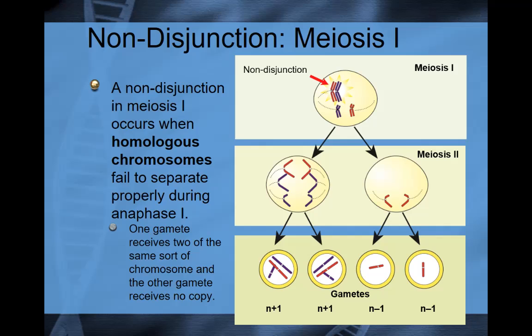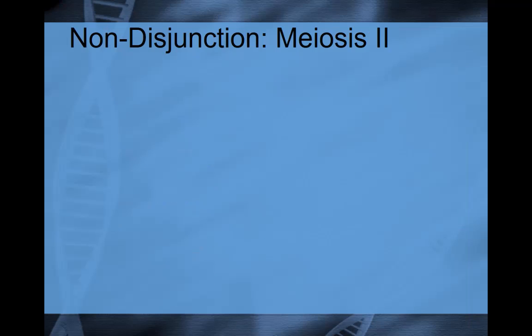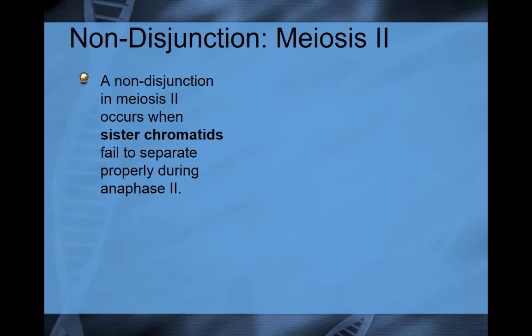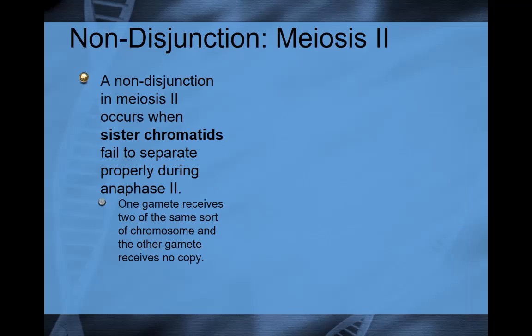Well, what if that occurs in meiosis II instead of in meiosis I? Well, the process is similar, but remember that we're not separating homologous chromosomes in this case, but instead we're going to separate out chromatids since we're in meiosis II.